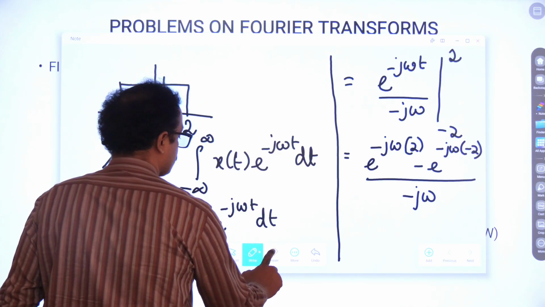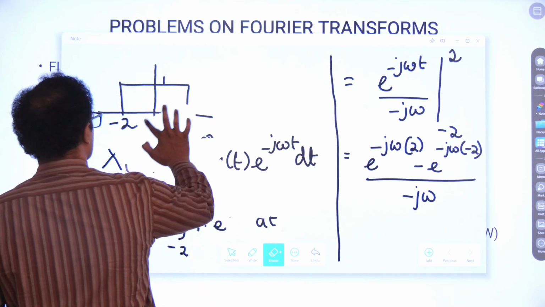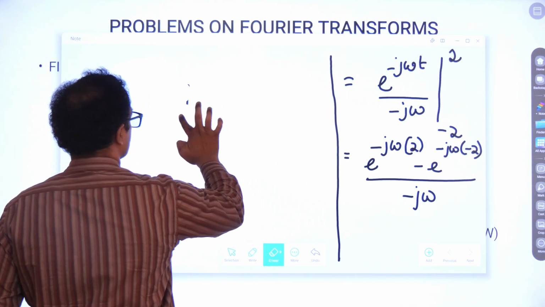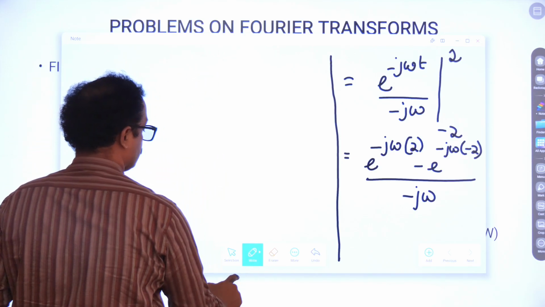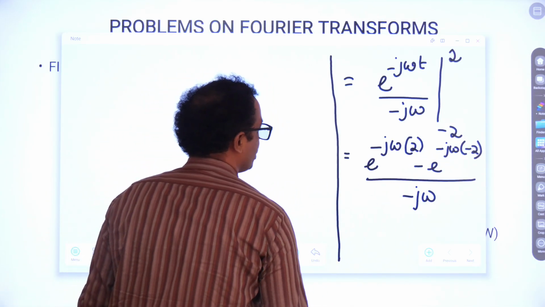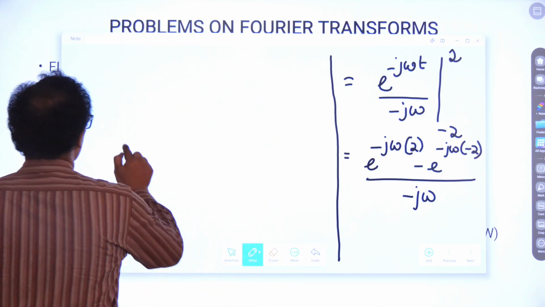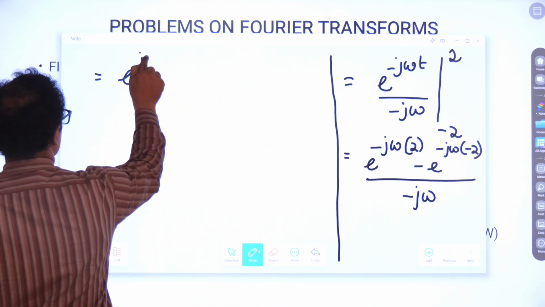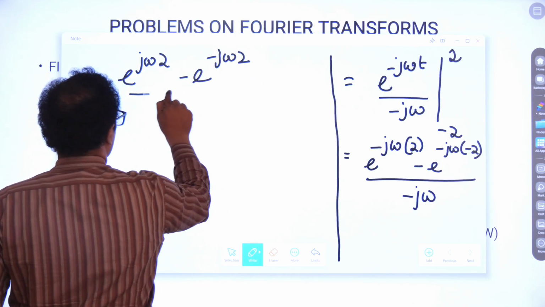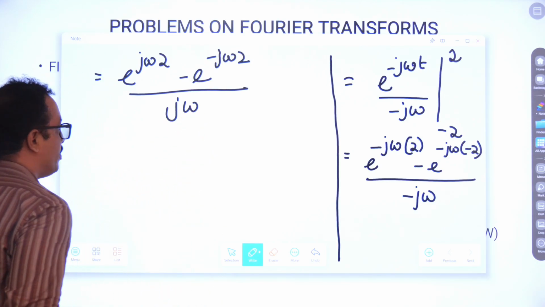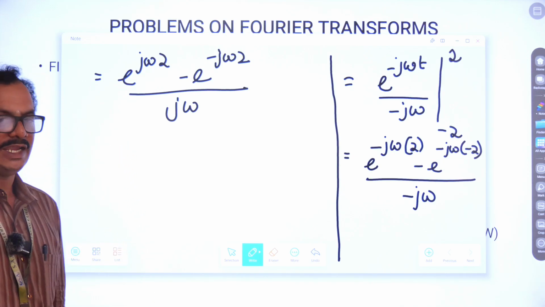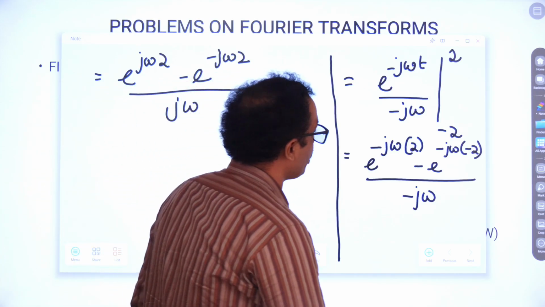We'll continue with this. In order to replace this, minus of minus will become plus, and similarly the terms need to be interchanged, so we can simplify like this. You will get e power j omega 2 minus e power minus j omega 2 by j omega. If we get a j term in the denominator, the only possibility is the sine term. In the given answers, you can check.